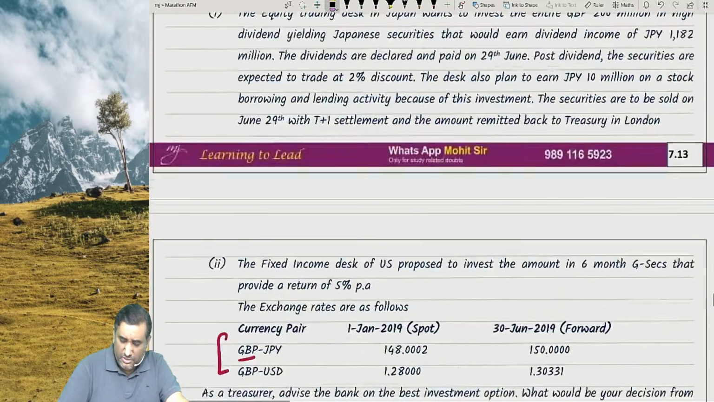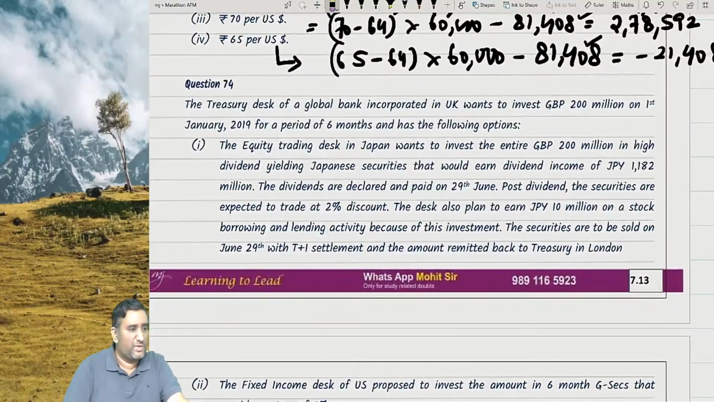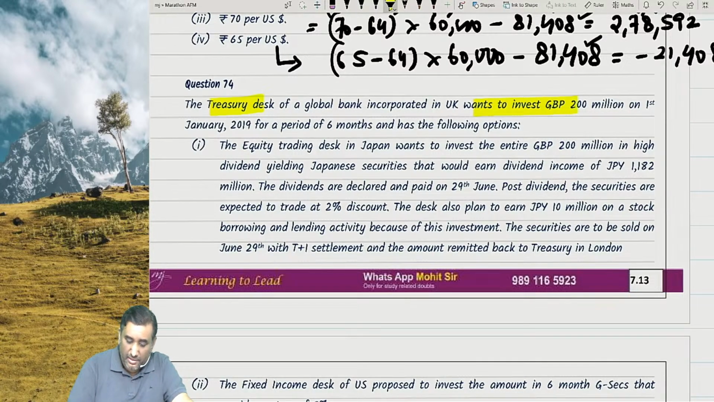Now let me read this question out. It's a simple question. Maybe it can come back again. Just language wise it was slightly technical maybe. It says, the treasury desk of a global bank incorporated in UK wants to invest GBP 200 million on 1st January for a period of 6 months. That means UK wants to invest 200 million for a period of 6 months.